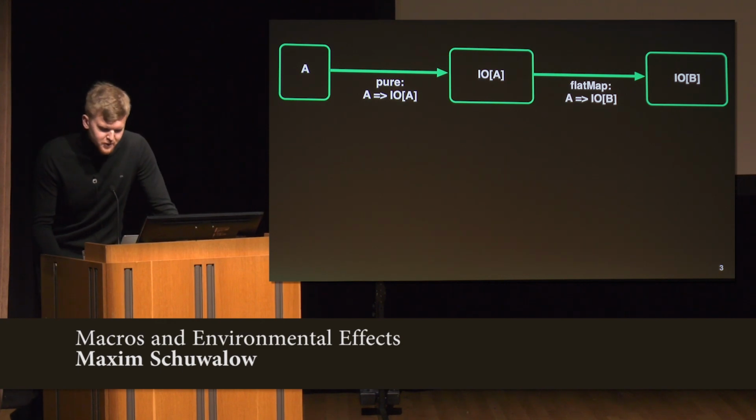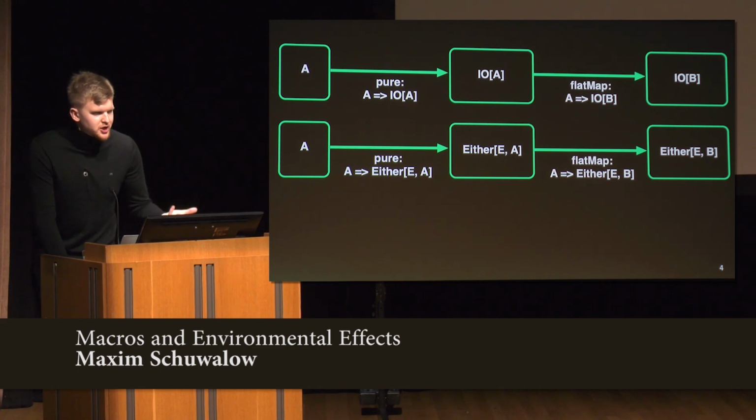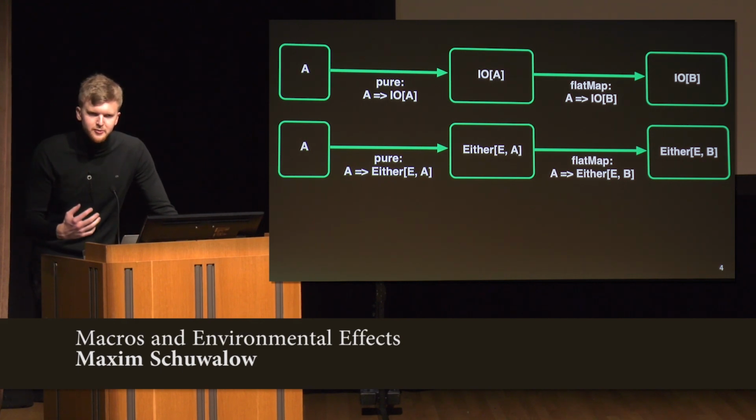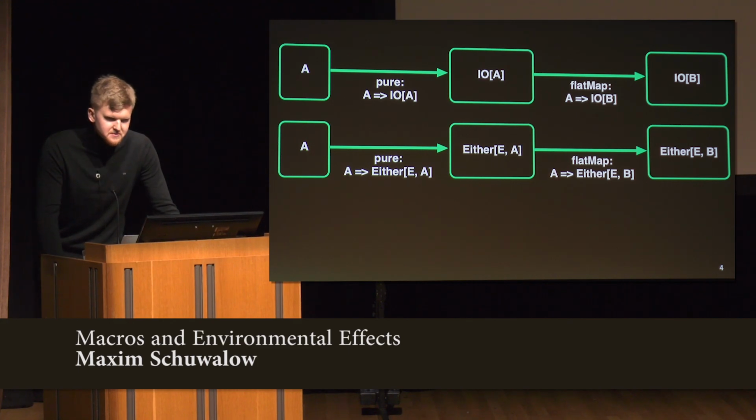Another one that all of you know is Either. It follows the same pattern. You have a function pure that allows you to lift a value into an Either, and you have flatMap that you can use to transform the value and embed another effect into this structure. And in this case, this is the effect of failure, of typed errors, so to say. So you can say an Either is a computation that may succeed with a B or fail with a Throwable, for example.